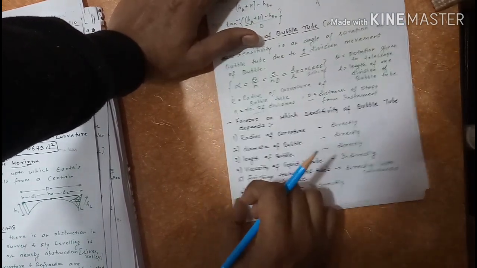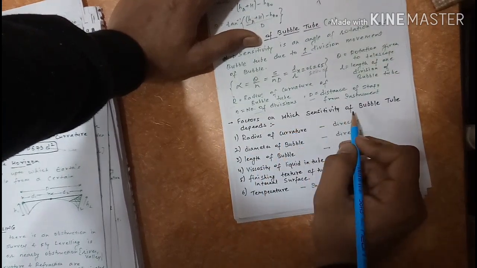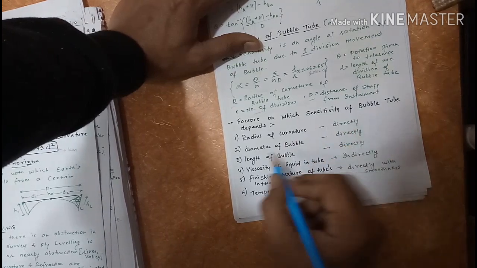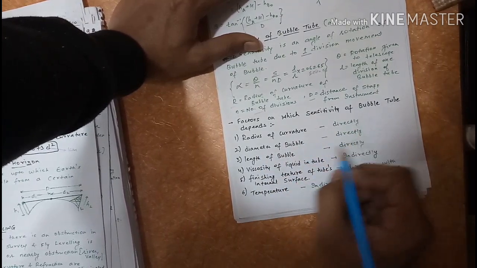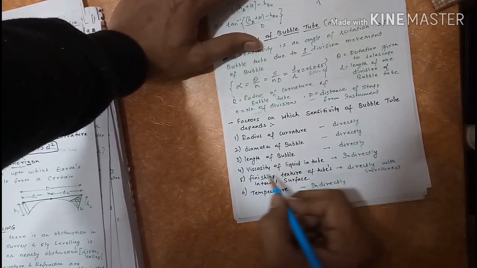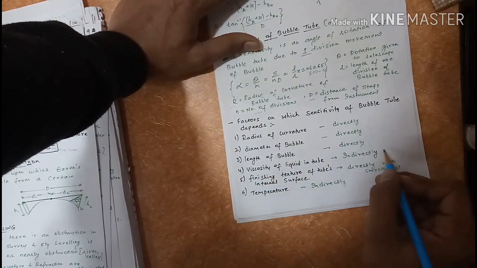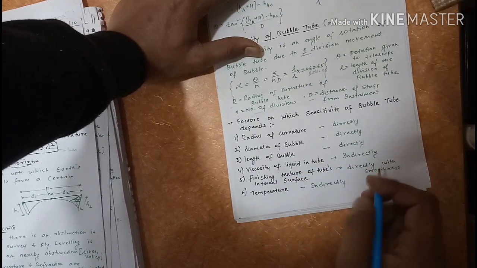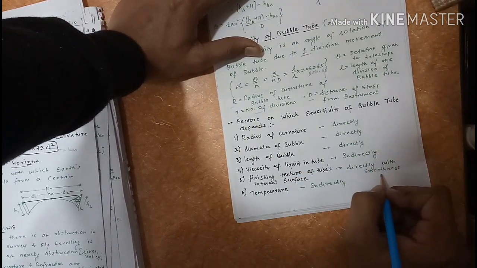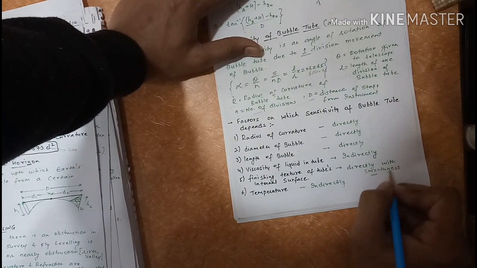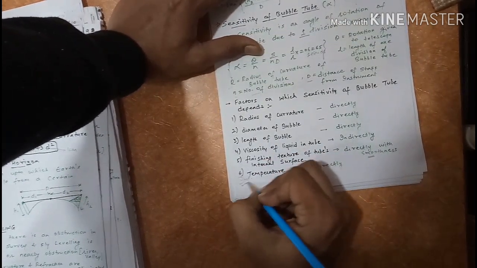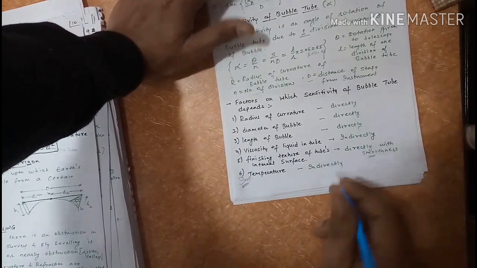Now, an important thing: the factors on which the sensitivity of the bubble tube depends. Radius of curvature, directly; diameter of bubble, directly; length of bubble, directly; viscosity of liquid in the tube, indirectly; finishing texture of the tube's internal surface, meaning whether it is smooth or rough, directly with the smoothness. Temperature, very important. With temperature it varies indirectly.